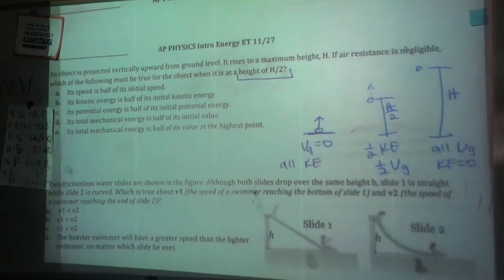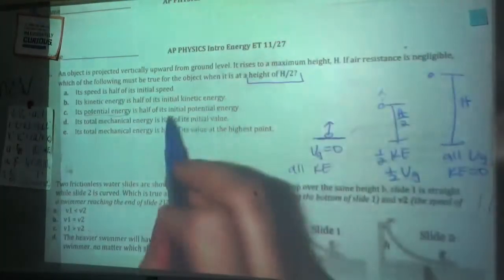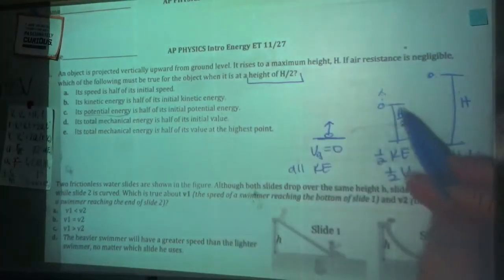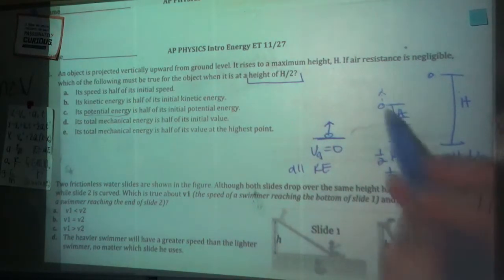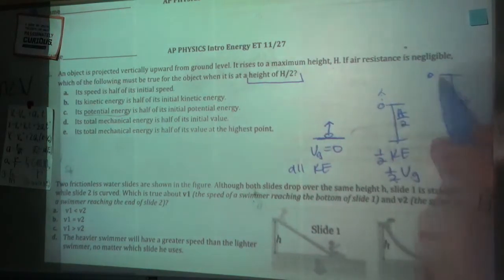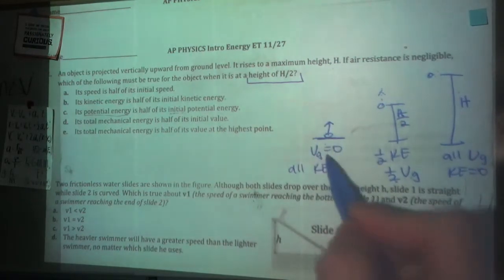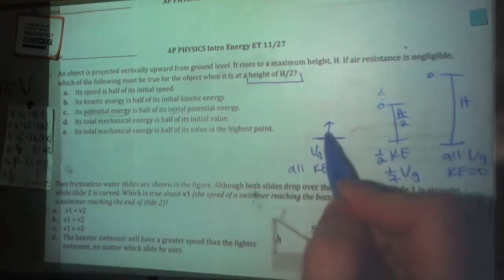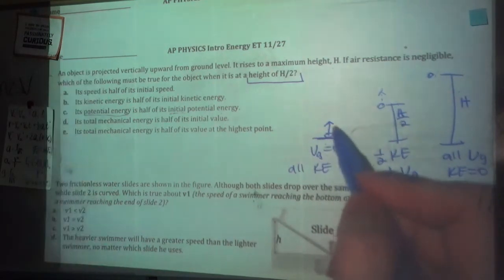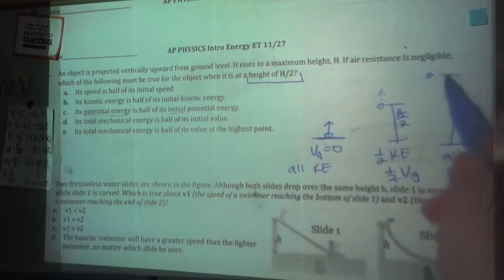So most people got this wrong and put C. You said its potential energy is half of its initial potential energy. It is half potential energy, but it's half of the maximum potential energy. Initial means beginning. At the beginning, your potential energy was 0. So that doesn't make sense, because if it was half of the beginning, then it would still be 0, right? Half of 0 is 0. It's half of the end potential energy, which is not the same thing.